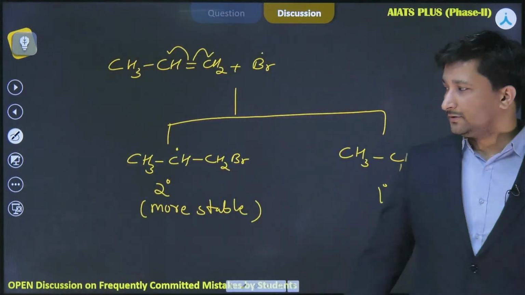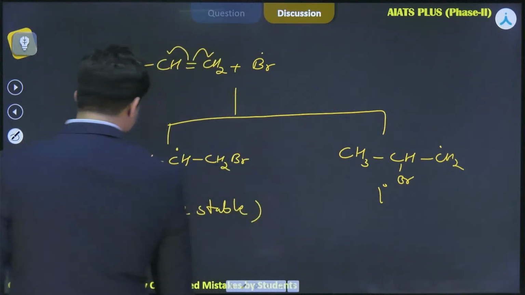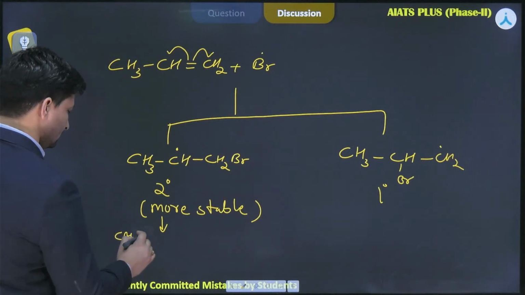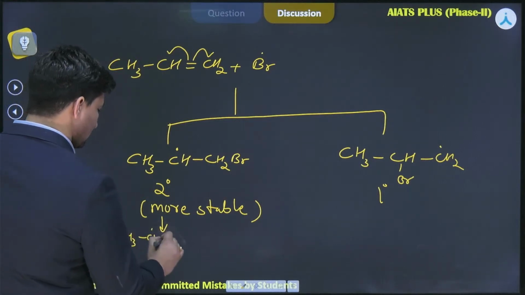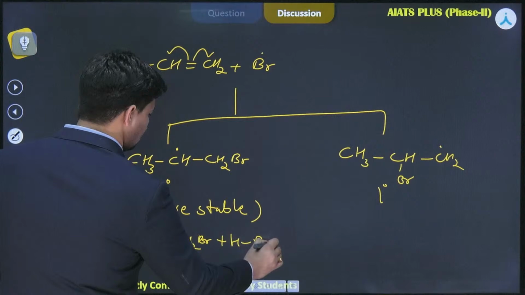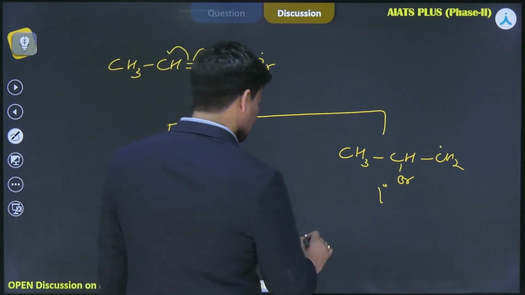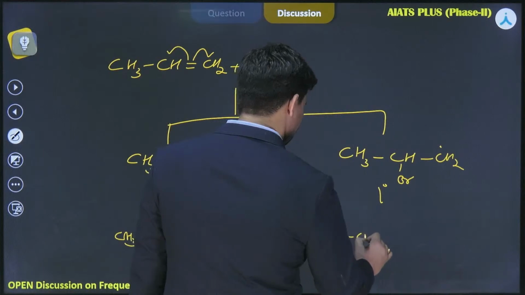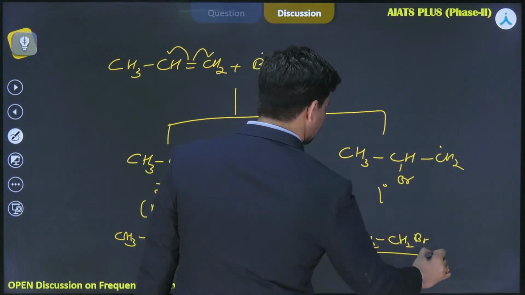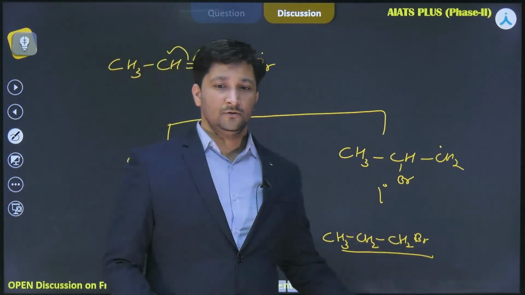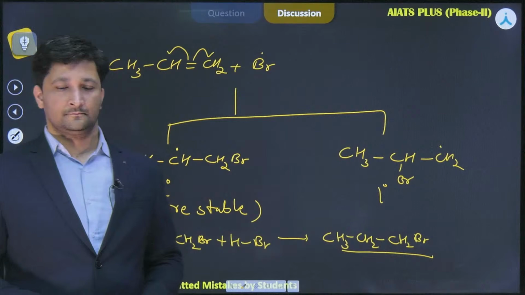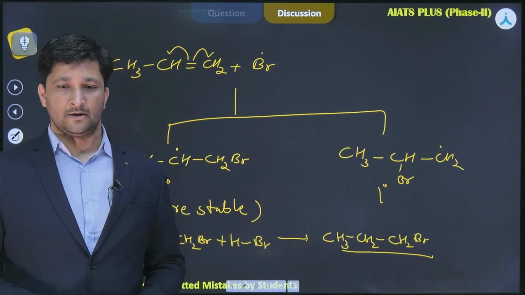Is this clear? So the next step out of this, again you will find that the CH3 CH free radical, CH2Br, again it will react with HBr, and again homolytic cleavage will take place, and it will form CH3, CH2, CH2Br. So this is how the Br will be added. Sir, this anti-Markovnikov is going through free radical mechanism.